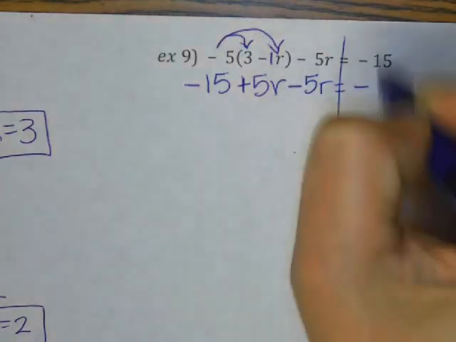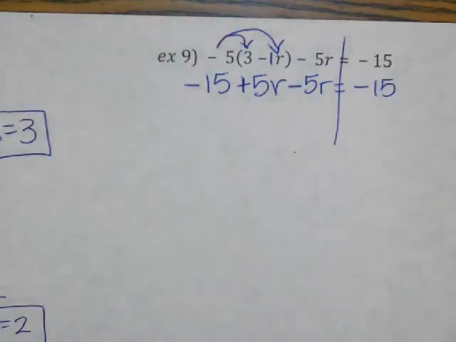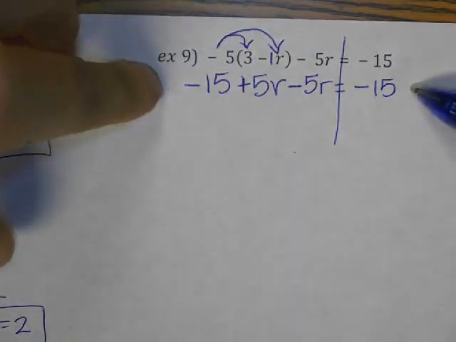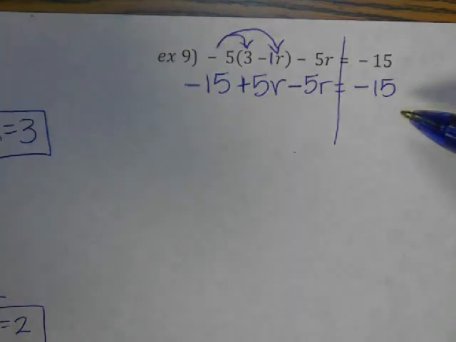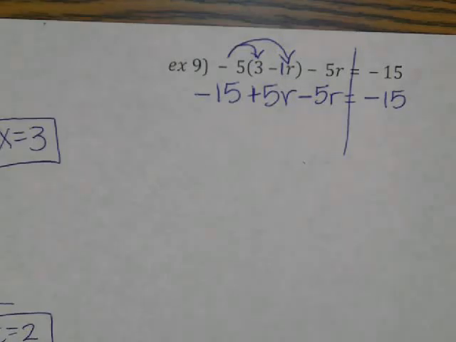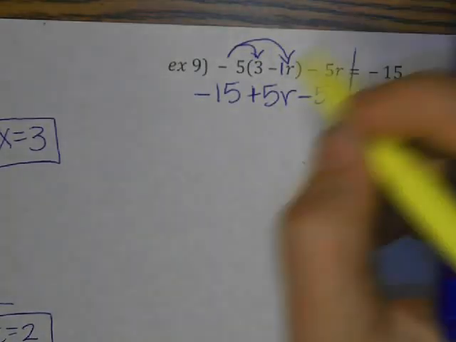Negative 5r equals, and negative 15 stayed as well. I just bring everything down. So that was step 1. I took care of the parentheses. Step 2 is to combine like terms. So are there any like terms? Well, yeah.